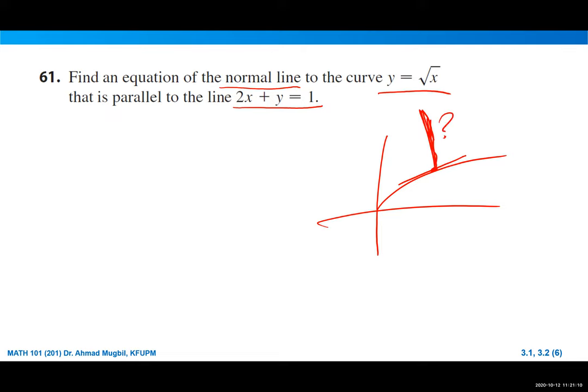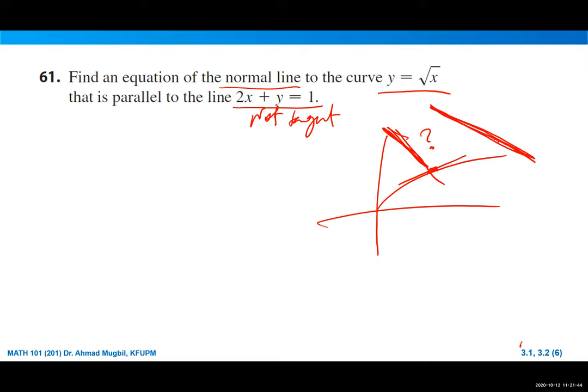Now, what he told me about this normal is that it is parallel to this line. Let's say like this, for example, something like this. It will not be perfect. So we have another line that is parallel to this normal. So this is what we want. Again, this line is not related to the curve. It is not tangent, and it is not normal. This is just parallel to the normal.